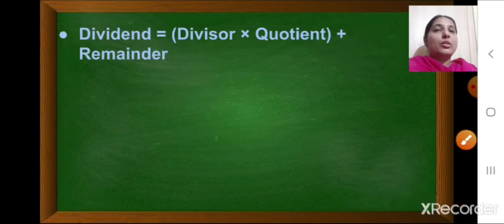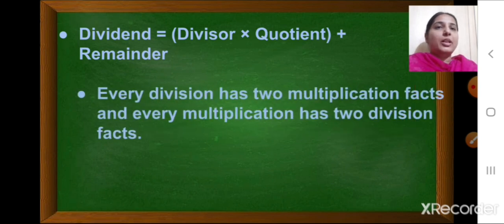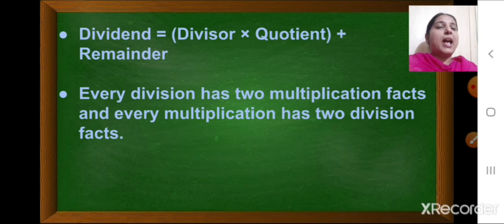So you already know, children, how do you check your division? There is a formula: dividend is equal to divisor multiplied by quotient, within bracket, plus remainder. To check our division, we multiply the divisor by the quotient or quotient by the divisor, and then we add the remainder to it. Then every division has 2 multiplication facts, and every multiplication has 2 division facts.